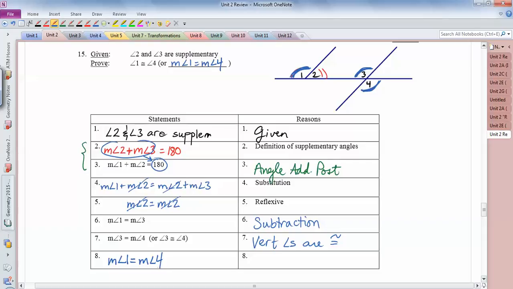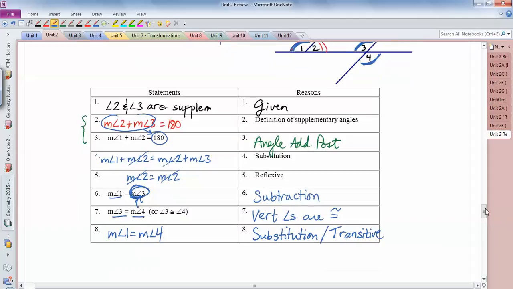And if you think about it, well, 1 equaled 3, 3 equaled 4. So anywhere that a 3 appears, I could replace it with a 4. That'd be substitution. Or, if you remember the rule, if A equals B and B equals C, then A equals C. That's called the transitive property.